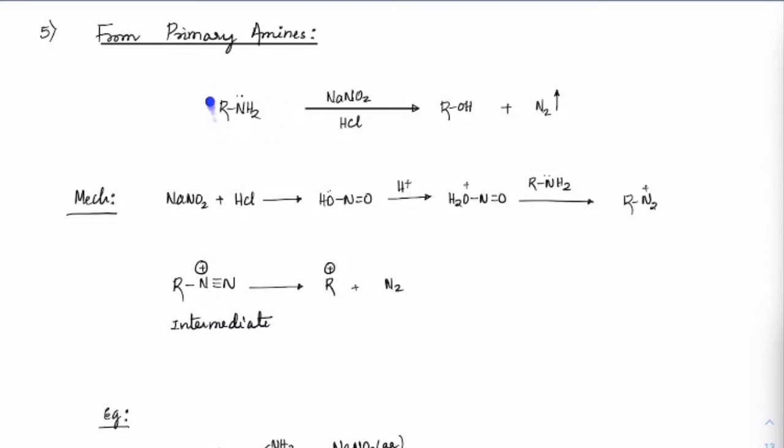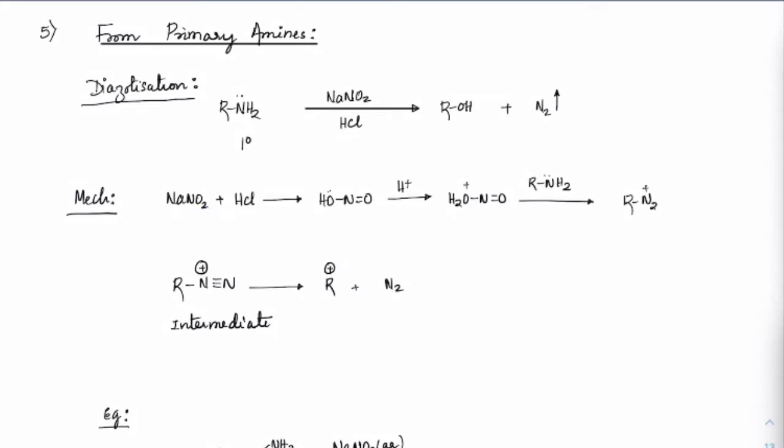If you check RNH2, a primary amine, and we treat that with NaNO2 in the presence of HCl, we can get alcohol and N2 gas is released. This method is called diazotization, in which you are first making a diazonium salt. We have been doing this a lot and you will keep coming across this reaction multiple number of times.